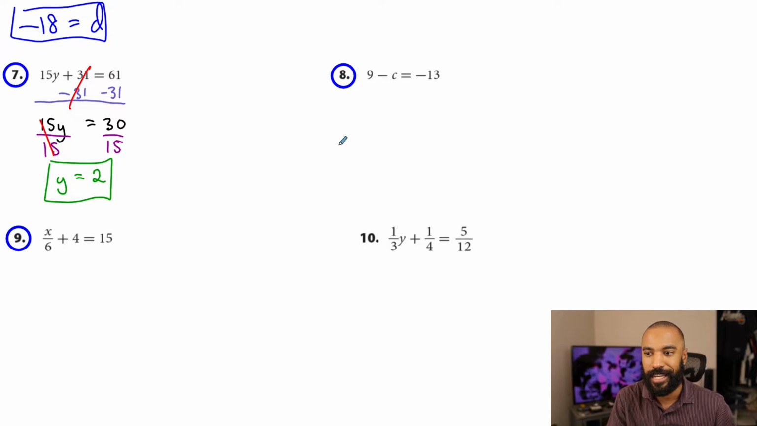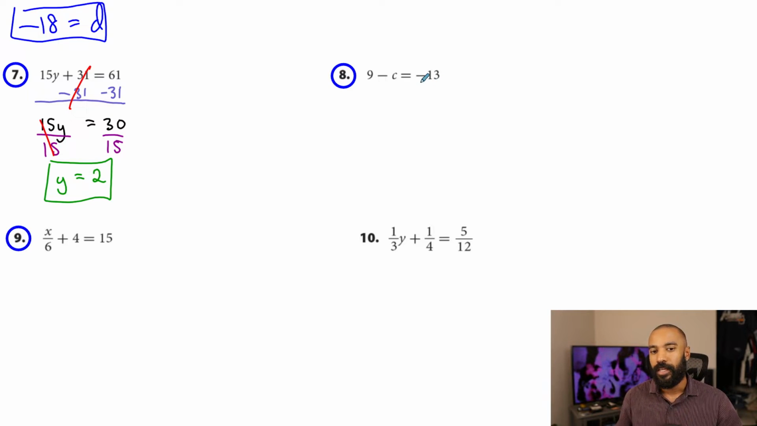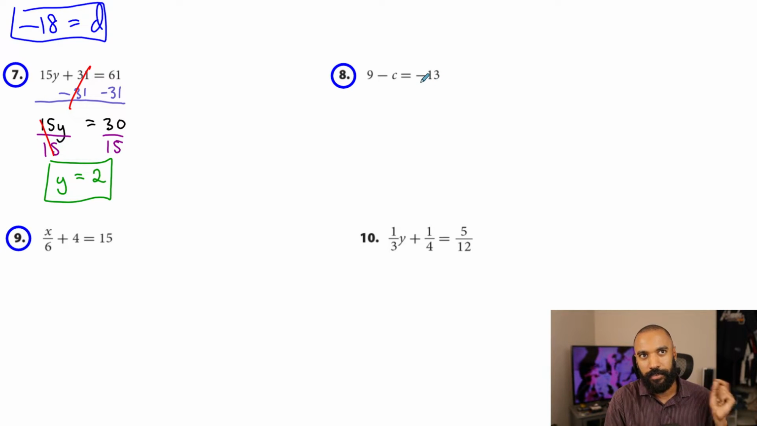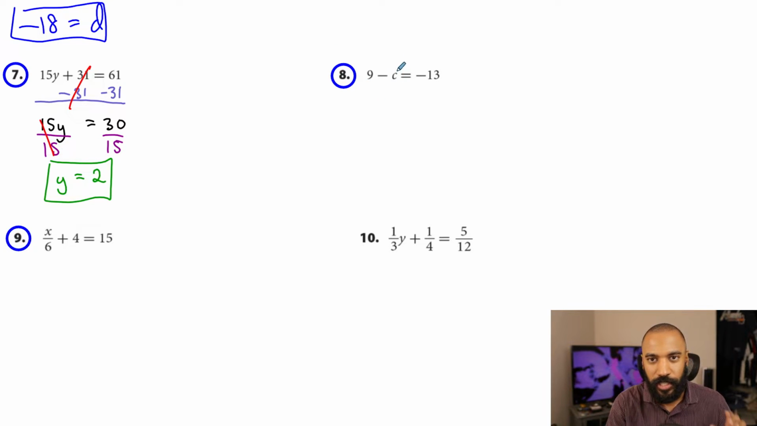You could say I take a number and I take 9 and I subtract a number and I get negative 13. What's that number? There's a little fly in the ointment there because I don't want to think of the number that I get to subtract to get negative 13. So let's just go with the algebra. Let's go ahead and I want to get this variable by itself. I want to get positive c all by itself.